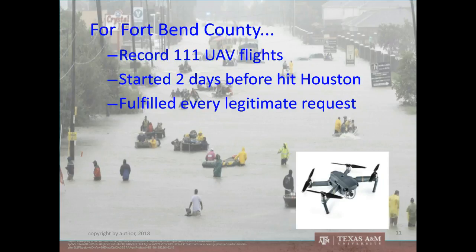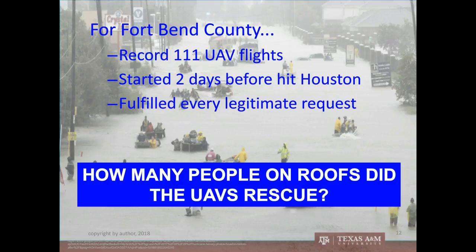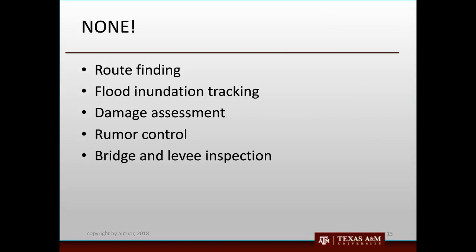So, quick question. How many people on roofs did the UAVs rescue? None, because they weren't used to rescue people. Fort Bend County knew where people were trapped because they had cell phones and the cell phone structure was still intact. The UAVs were helping the responders find the shortest way, the best place to put in their boats to go get them. They were using the UAVs to see if the flood inundation maps were holding true. If there were some problems, they were looking to do overall damage assessment. Fort Bend was very fortunate because they had very accurate maps of where the damage was.